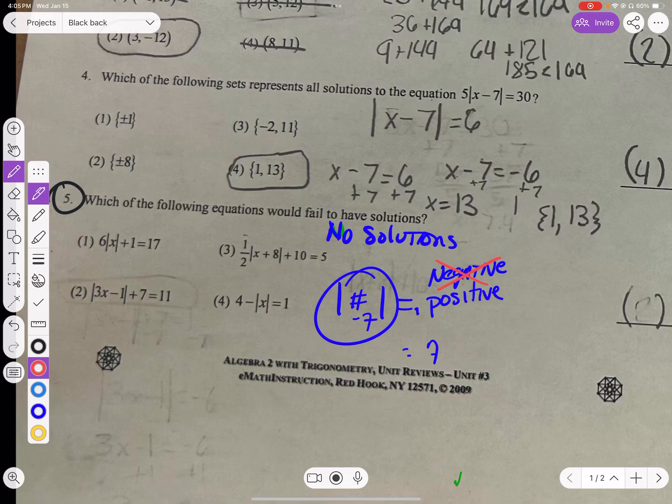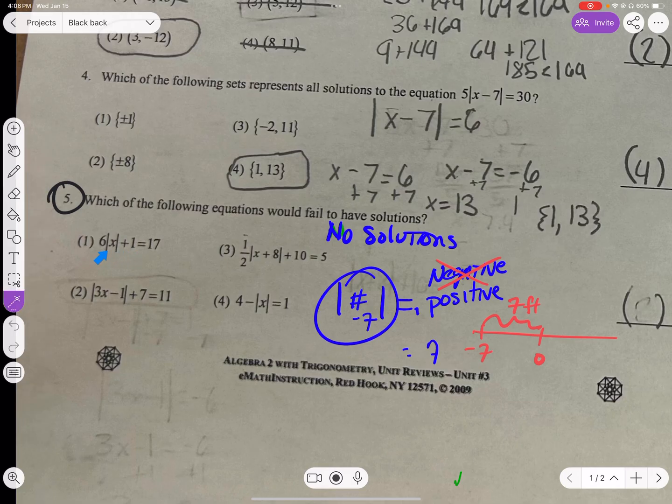Absolute value, they probably talk about how far something is away from zero. And when you measure something, you don't say, hey, it's -7 units away from zero. No, you just say it's 7 feet, or however you're measuring your distance. So absolute values are always positive, and that tells us how to solve these. What you do is you get your absolute value alone and make sure it equals a positive number. If it doesn't, then it's an impossible situation.